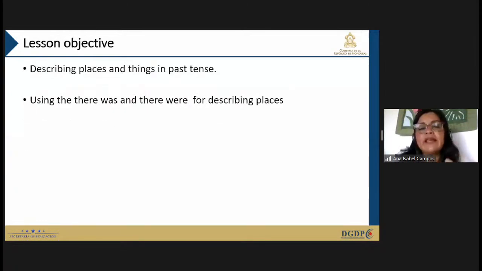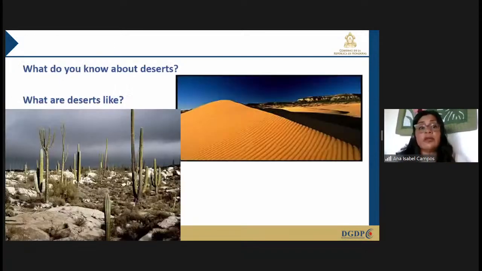For example, let's say that I am describing places and things in past tense and using there was and there were for describing places. Those are my objectives. So I need to share them with the students. Then I can motivate them. What do you know about deserts? For example, if I'm going to use that to describe there was, there were in past, what are deserts like? And they begin to brainstorm ideas. We are activating their prior knowledge.